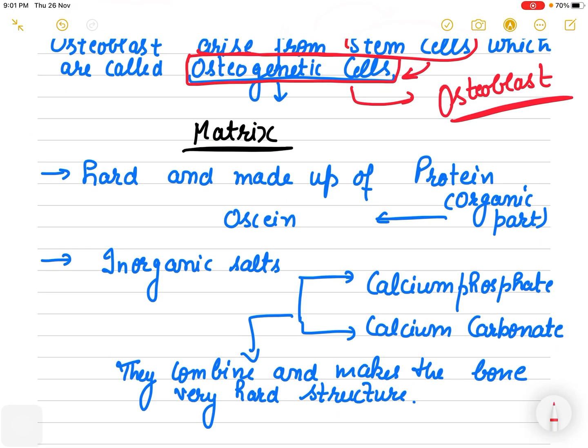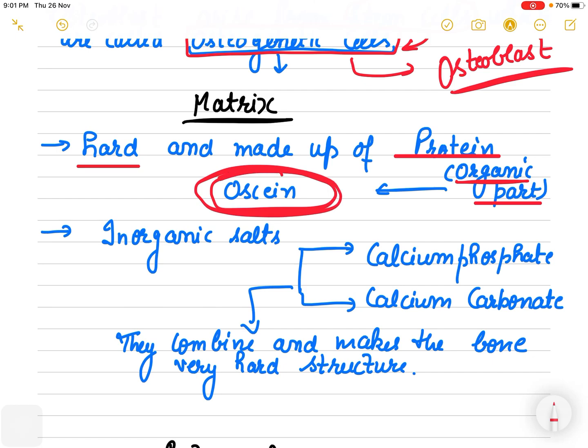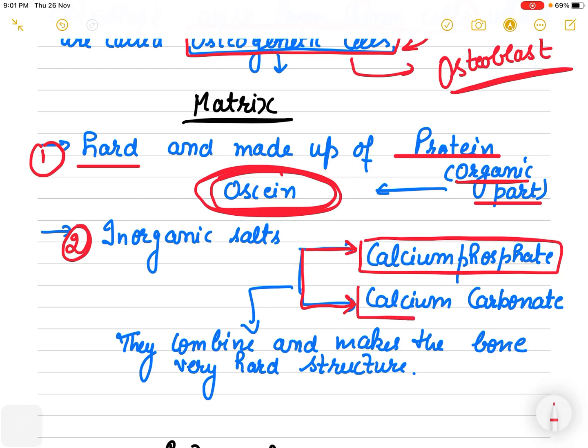Now what kind of matrix will you find in bone? It is very hard, made up of protein, which is the organic part, and the protein's name is ossein. It also has inorganic salts, two major salts which make the bone very hard: calcium phosphate and calcium carbonate.